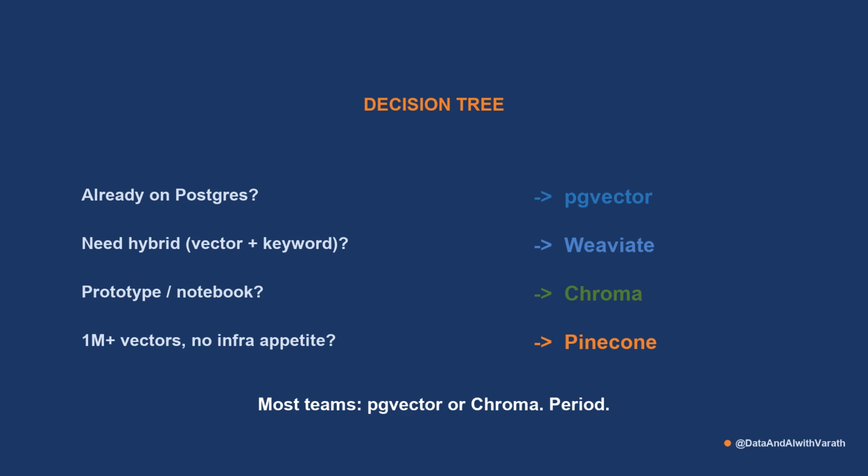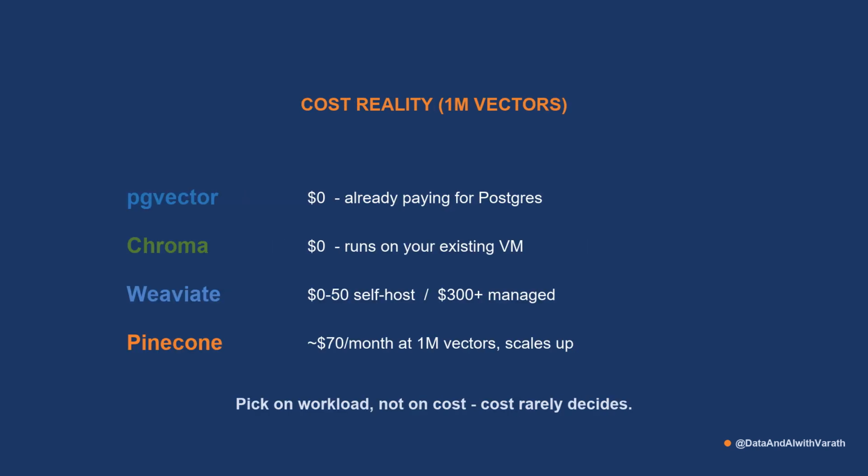Decision tree. Already on Postgres? pgvector. Need hybrid vector plus keyword search? Weaviate. Prototyping or in a notebook? Chroma. 1 million plus vectors and no appetite for infrastructure? Pinecone. For most teams, the answer collapses to pgvector or Chroma. Period.